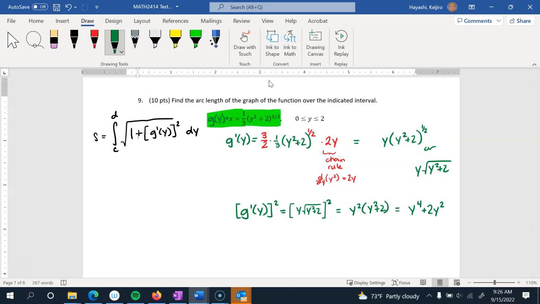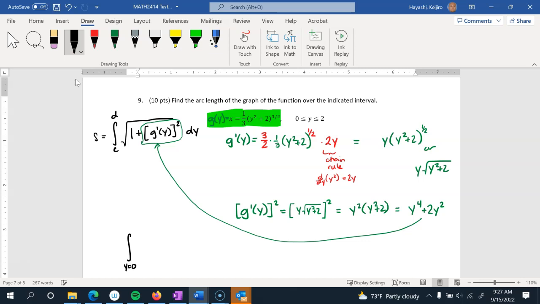Okay, so you take this, and you just stick it right here. It is g prime of y squared after all, so you can take that y to the 4th plus 2y squared and just substitute it in for the entire g prime of y squared. That's right there. So what we're looking at is the integral from, well, it appears y equals 0 to y equals 2, of the square root of 1 plus y to the 4th plus 2y squared dy.